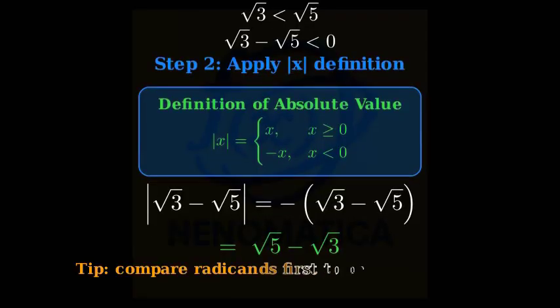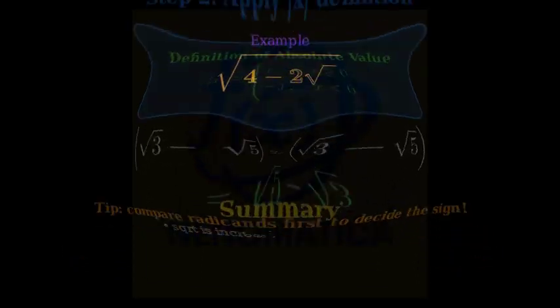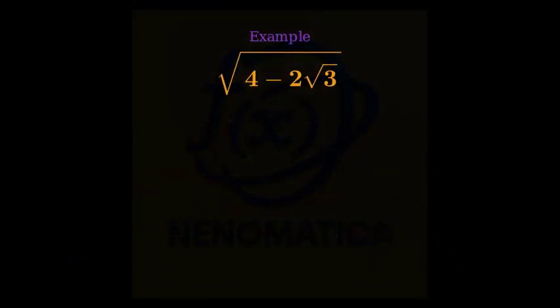Quick challenge. Anytime you see an absolute value with radicals, first compare the radicands to decide the sign before removing the bars. That single check prevents sign mistakes. We want to simplify the square root of 4 minus 2 root 3. Step 1. Write the expression clearly.